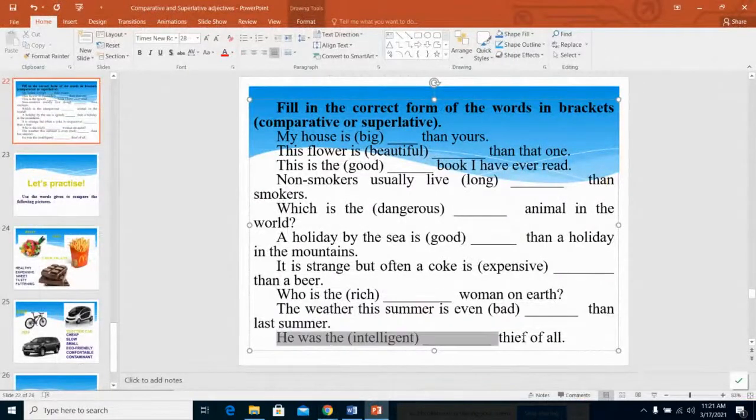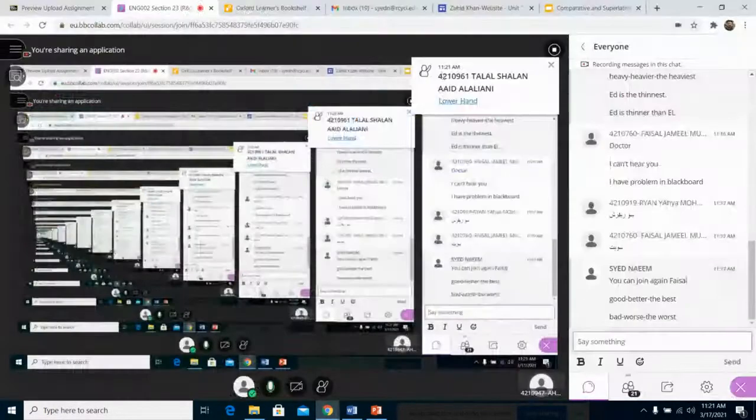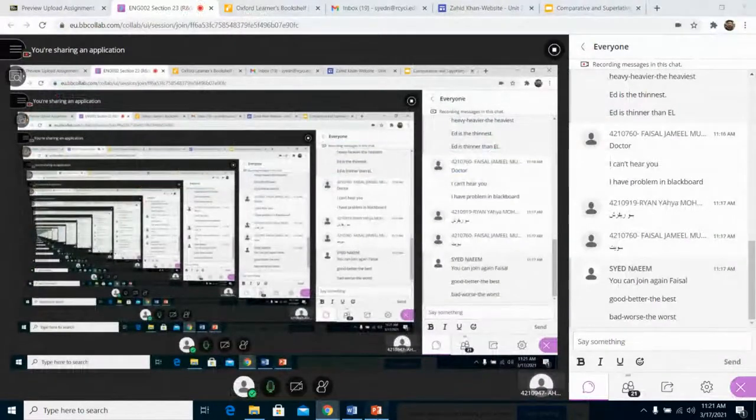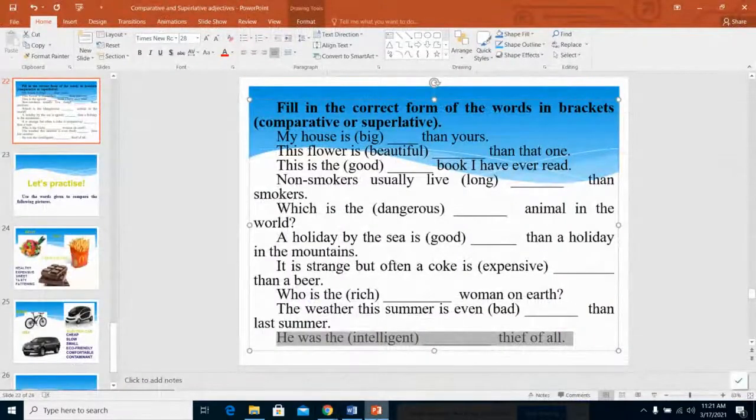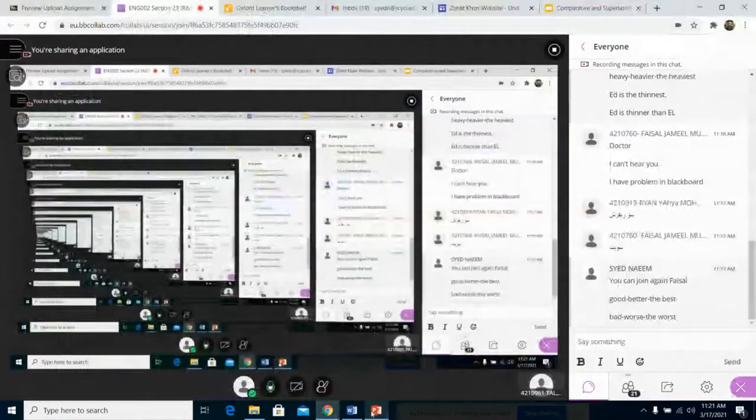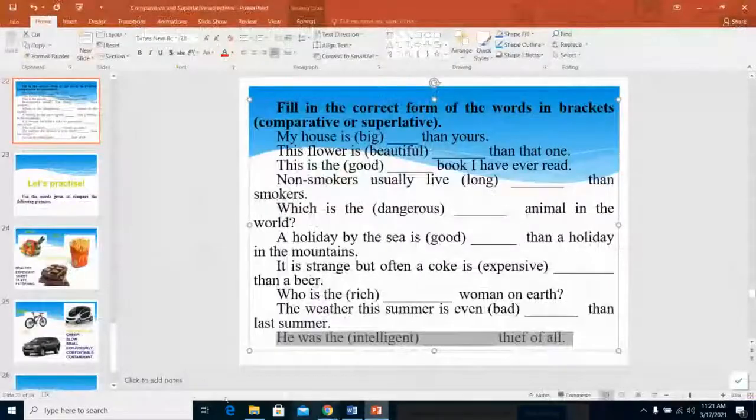He was the intelligent thief of all. So now we have to make a superlative sentence. Talal: The most intelligent. Very good. The most intelligent, because it has two syllables. Intelligent has ent at the end. Two syllables. Yes. Intelligent. Very good. Excellent.